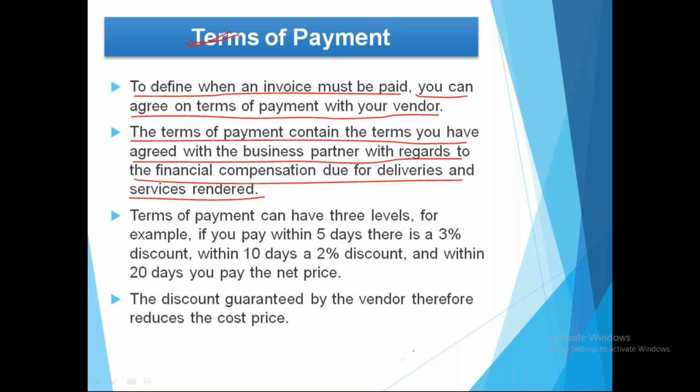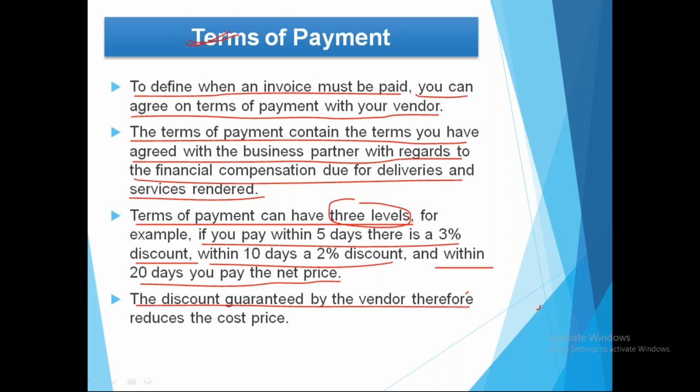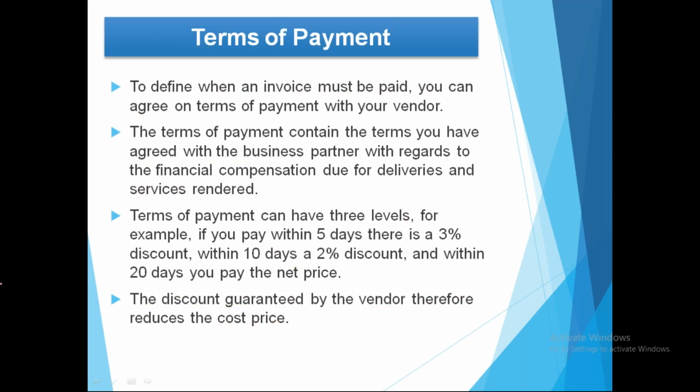Normally terms of payment will have 3 levels. For example, if you pay within 5 days, there is a 3% discount. Within 10 days, a 2% discount, and within 20 days, you pay the net price. So basically the discount guaranteed by the vendor therefore reduces the cost price. Okay, so this is the terms of payment.